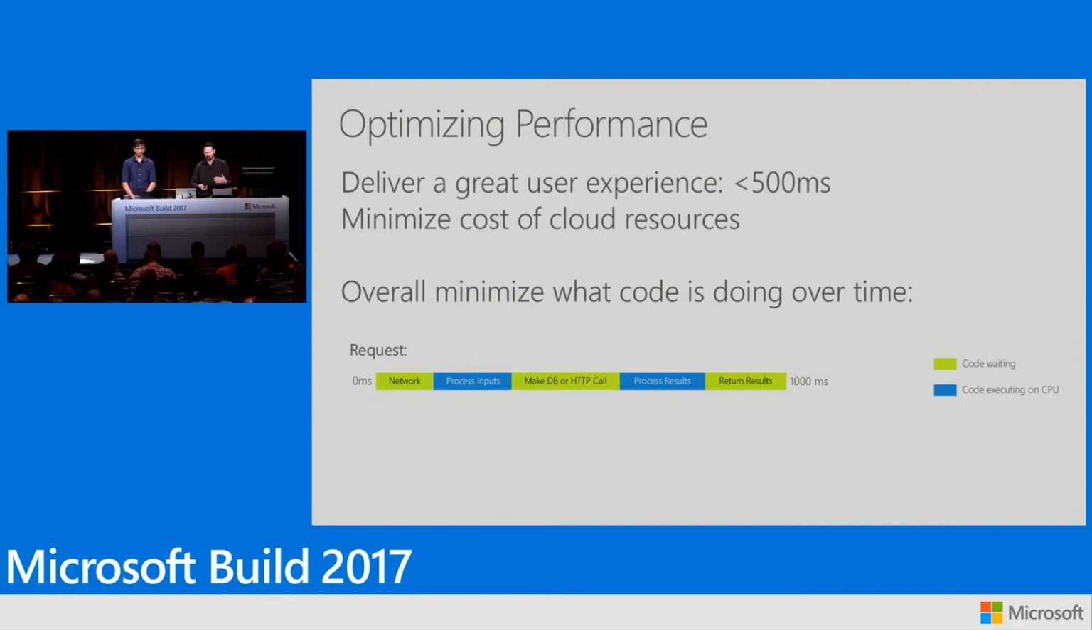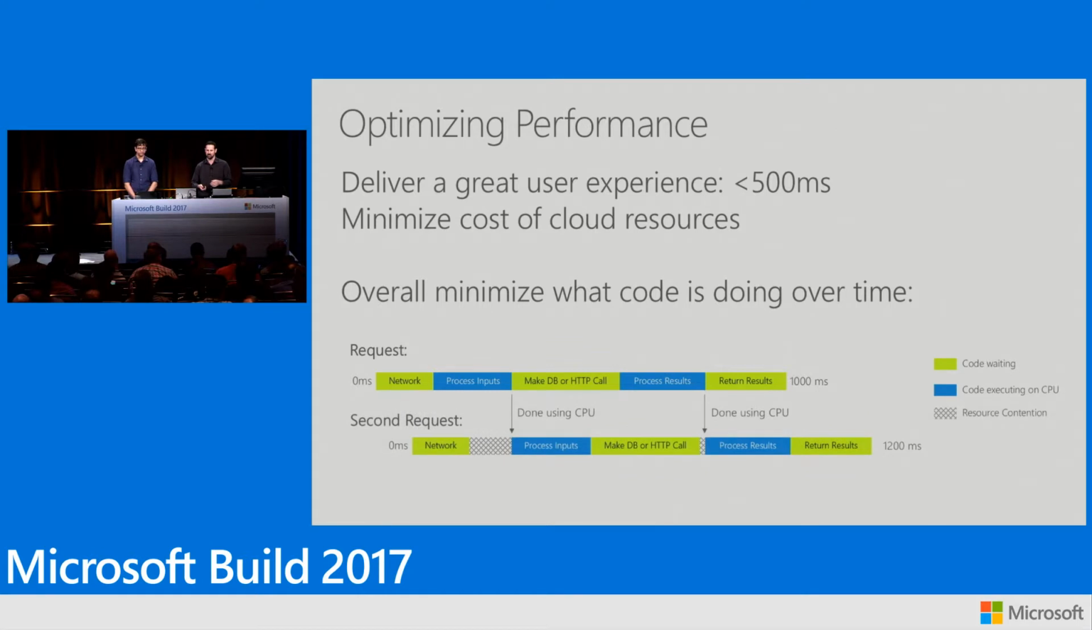So what happens when another request comes in just after that first one into the same system? In this case, let's think about it in the case where I've got a single CPU VM running in the cloud. That second request is going to come in. It's going to send some network traffic. And then it's going to wait a little bit for the first request to be done using the CPU before it processes its inputs. And then it makes the same database call. But because of this resource contention, it's going to take a little bit longer for that request to execute.